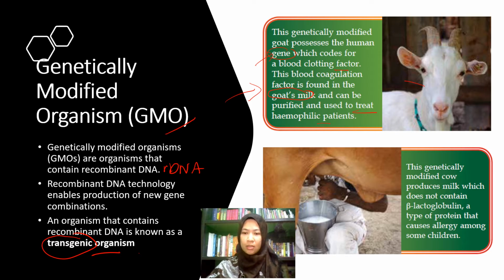Next, this genetically modified cow. Lembu pula kat sini. The milk does not contain beta-lactoglobulin. This type of protein normally will cause allergy in some children. Kanak-kanak ada yang memang tak boleh terima susu lembu just because of the presence of beta-lactoglobulin. So scientists alter the content of the milk so that beta-lactoglobulin is not present in the cow's milk.